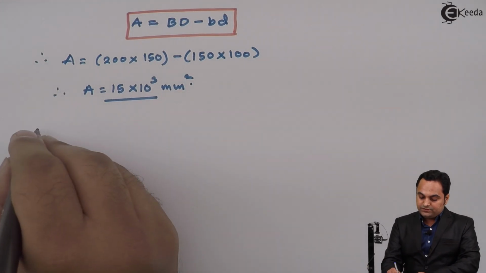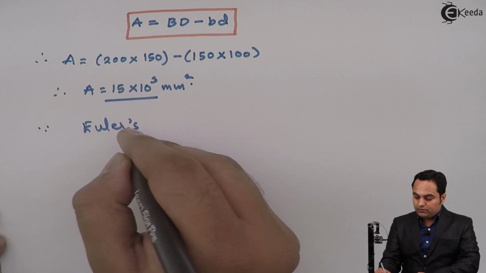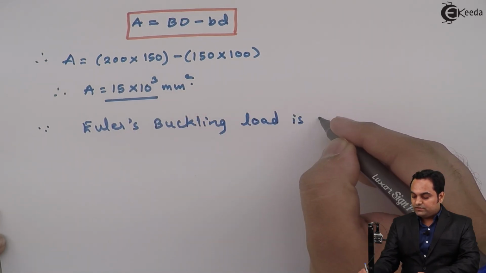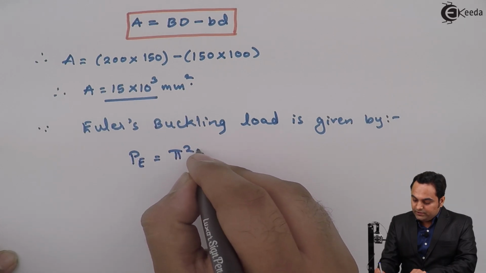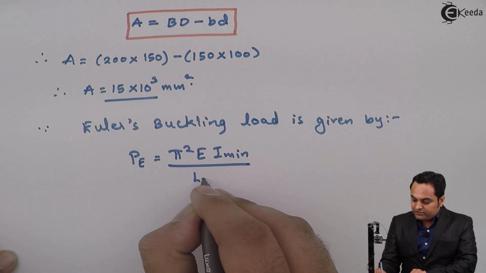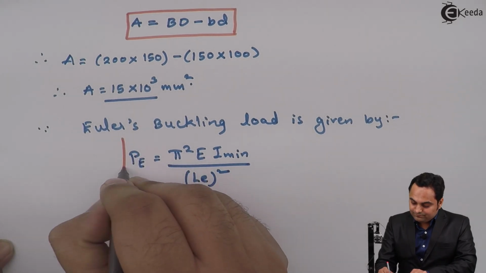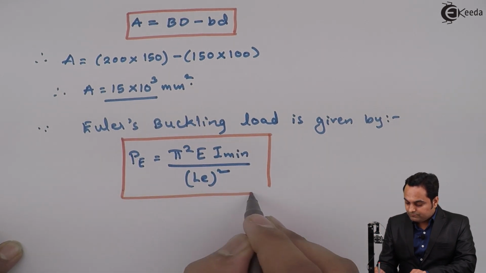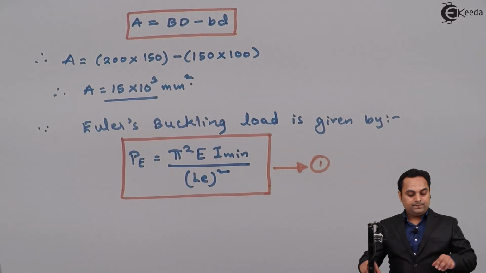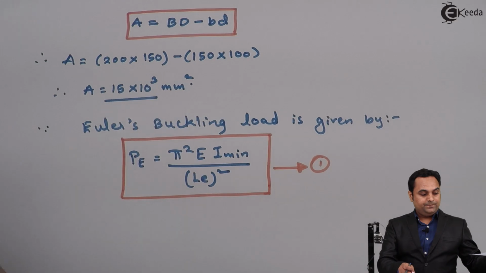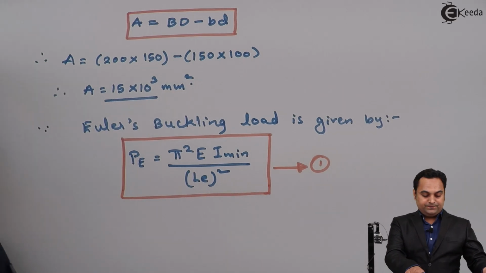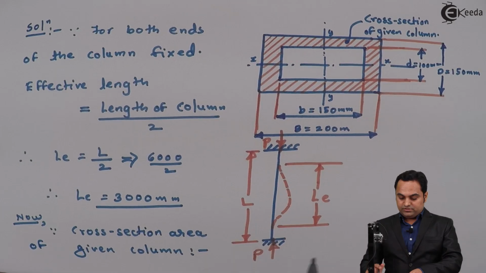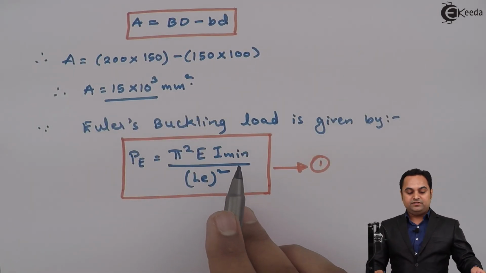So I'll say that since Euler's buckling load is given by P suffix E is equal to pi square E I minimum upon effective length whole square, keeping this as the first equation. Now, if we look at this equation number 1, capital E value is given in the problem as 1200 Newton per mm square. Then effective length we have found out as 3000 mm. The only unknown here is I minimum, that is the minimum moment of inertia.